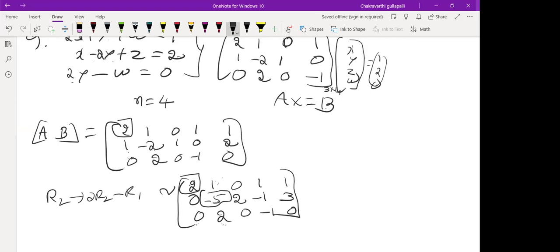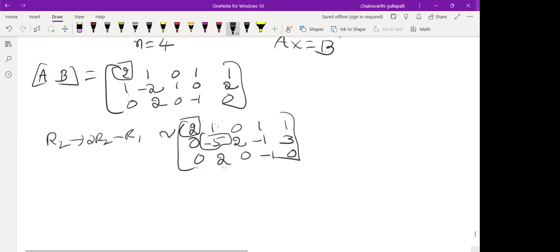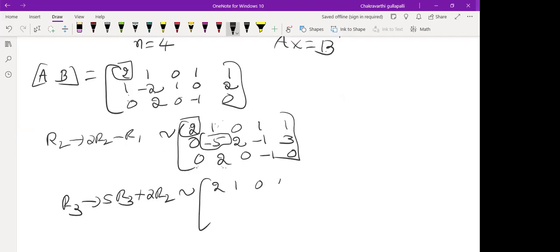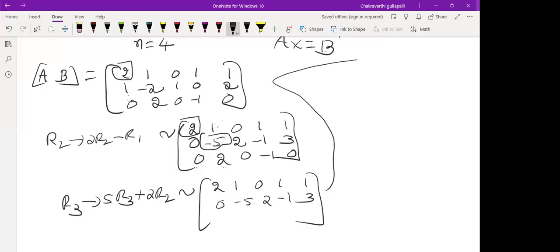Don't use previous. So how to make 0 here? Apply the operation for R3: R3 plus 2R2, that is 5R3 plus 2R2. This will be equivalent to 2, 1, 0, 1, 1, 0 minus 5, 2 minus 1, 3. Here, 5R3, rough work. What is 5R3? 5R3 will be 0, 10, 0, minus 5, 0.